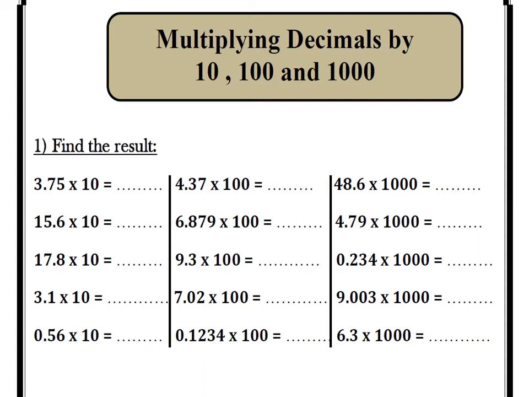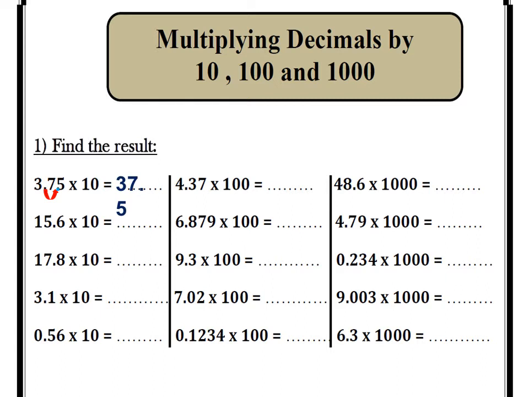How many steps will it move? It will move according to the number of zeros we have. Is it 10 or 100 or 1000? But this time it is moving to the right or forward, and in multiplication the number must become bigger. So here, first question, 3.75 times 10, 1 zero, 1 step, so the new position is going to be between the 7 and the 5, so it's going to be 37.5.